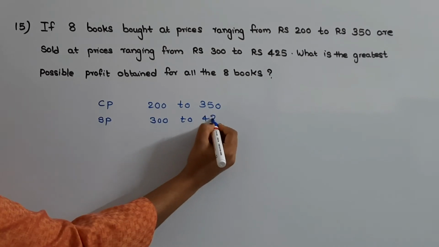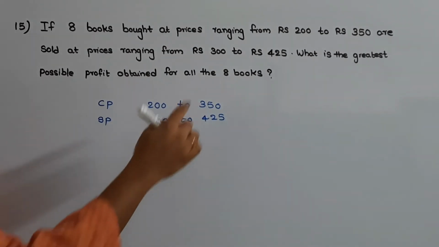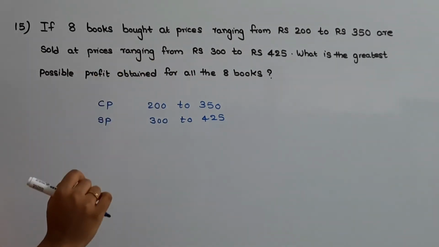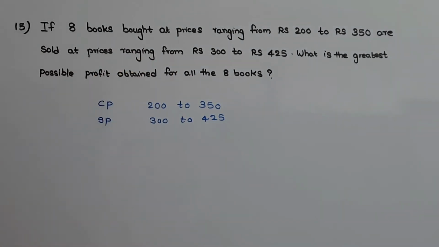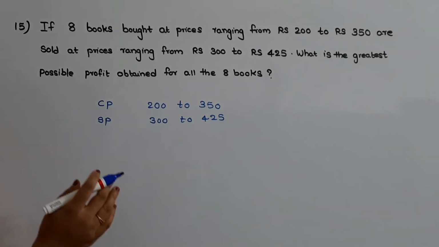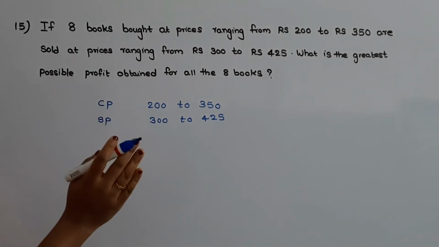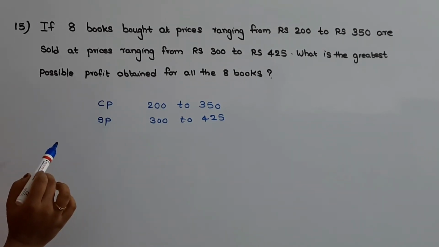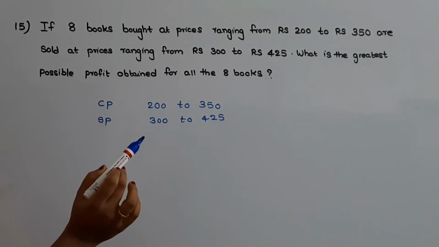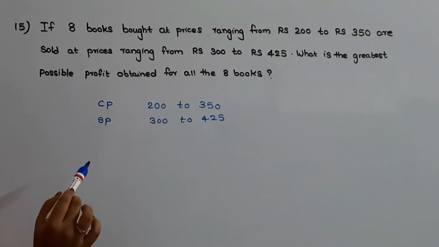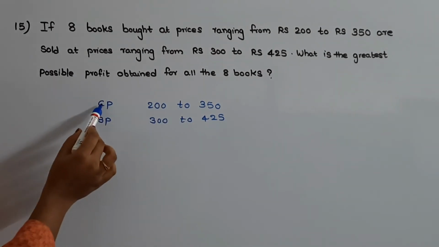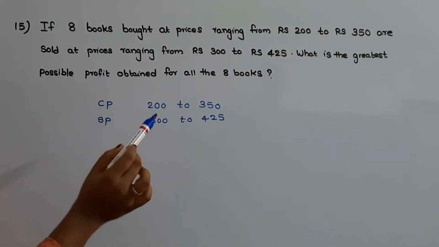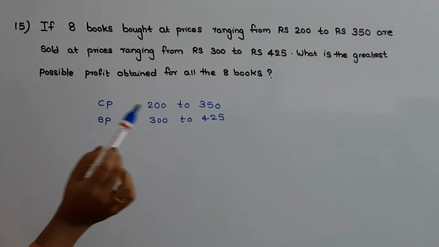They are asking what is the greatest possible profit obtained for all the 8 books. The greatest possible profit is obtained when all 8 books are bought at the least cost price and all 8 books are sold at the highest selling price. When the cost price is the least and the selling price is the highest, the person will get the maximum profit.